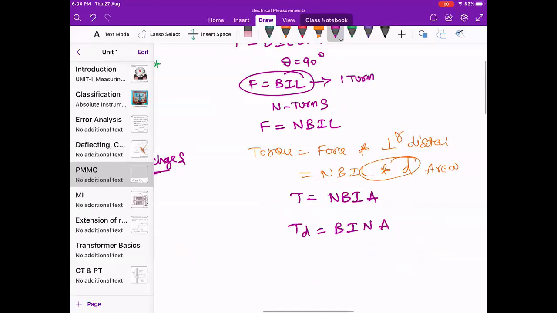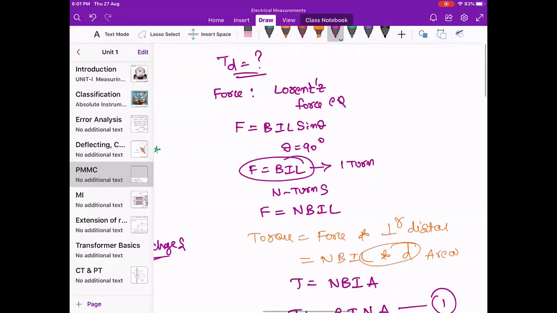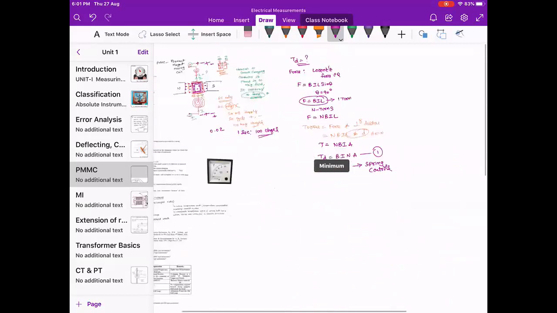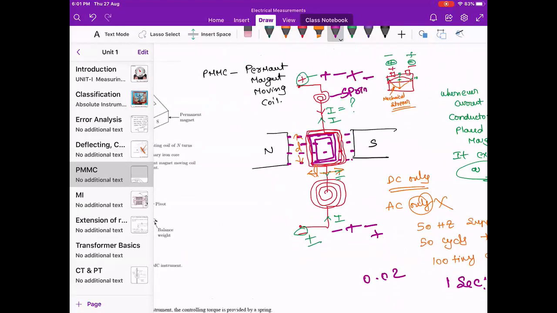Okay, in yesterday's class, let's say this one as 1, and in yesterday's class we told that TC is equal to K theta, for spring control. You can see here there are two springs, right? Two springs, at the bottom and at the starting. This is the first spring. Okay, this is the second spring.